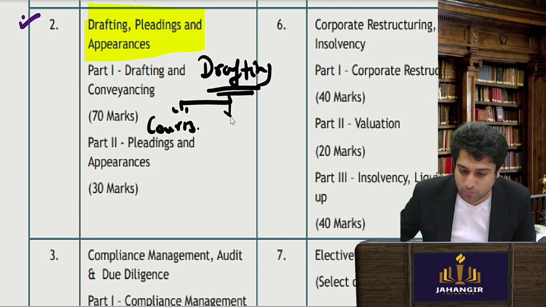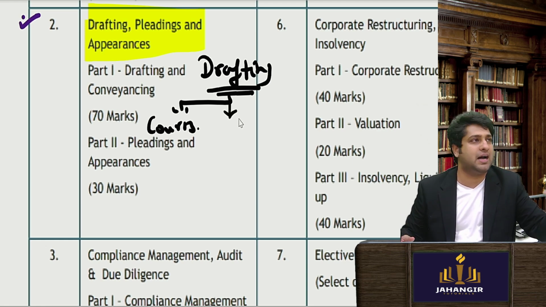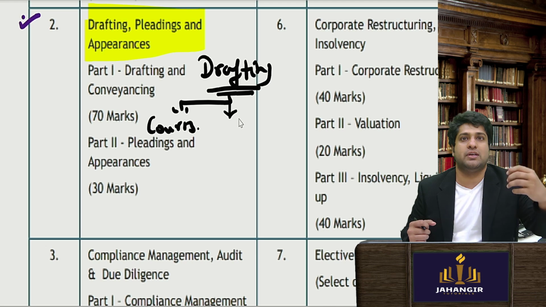Second is when there are 2 parties, 2 companies, company A and company B, like Tata and Vistara, or Tata and Starbucks.